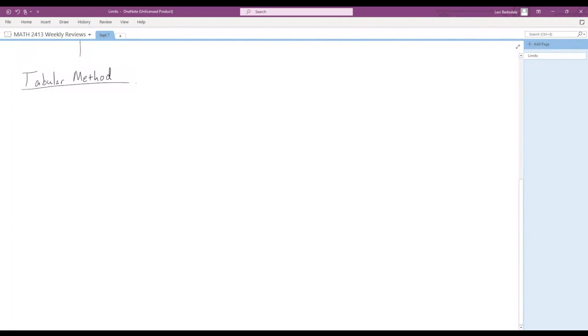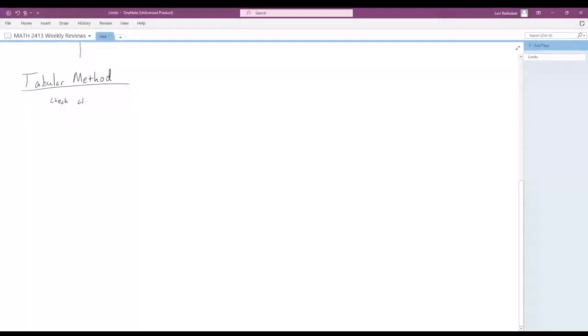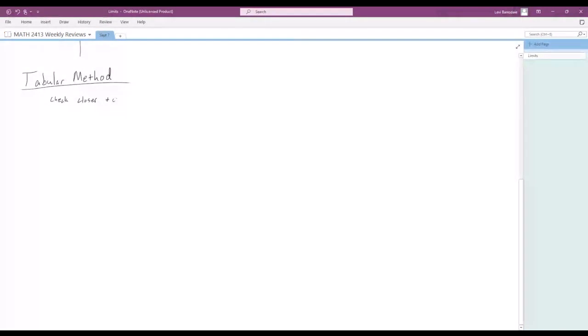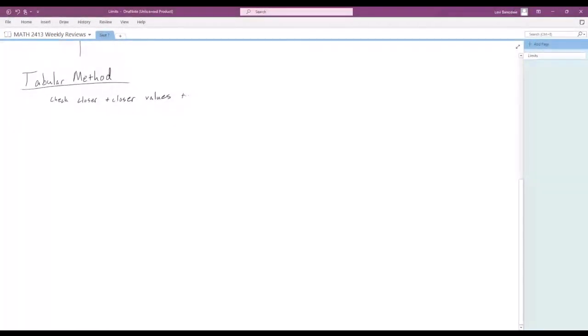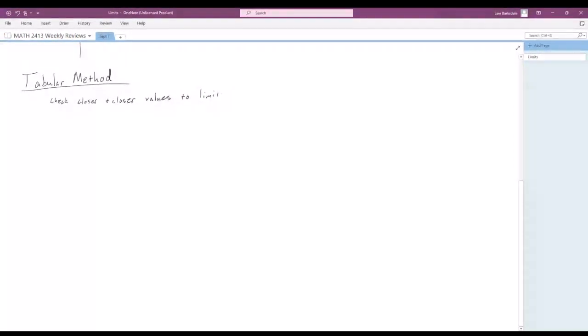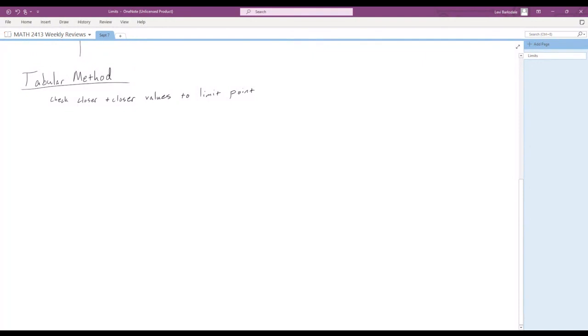Okay. And the whole reasoning behind this tabular method is basically, what if we just check closer and closer values to our limit point? So I'm just going to write that down. Check closer and closer values to the limit point. Okay, so I think this one is best illustrated by an example.